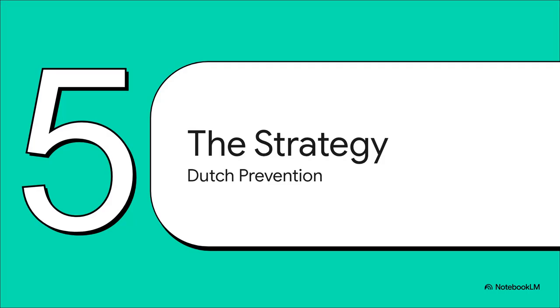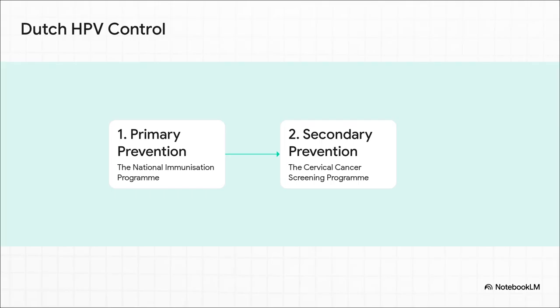All of this, the virology, the persistence, it brings us to the bigger picture, the public health strategy for controlling human papillomavirus in the Netherlands. And it really is a fantastic case study. You know, the Dutch strategy is truly a world-class example of integrated prevention. It's built on two incredibly powerful pillars. You have primary prevention, which is the National Immunization Program, and you have secondary prevention, the Cervical Cancer Screening Program.